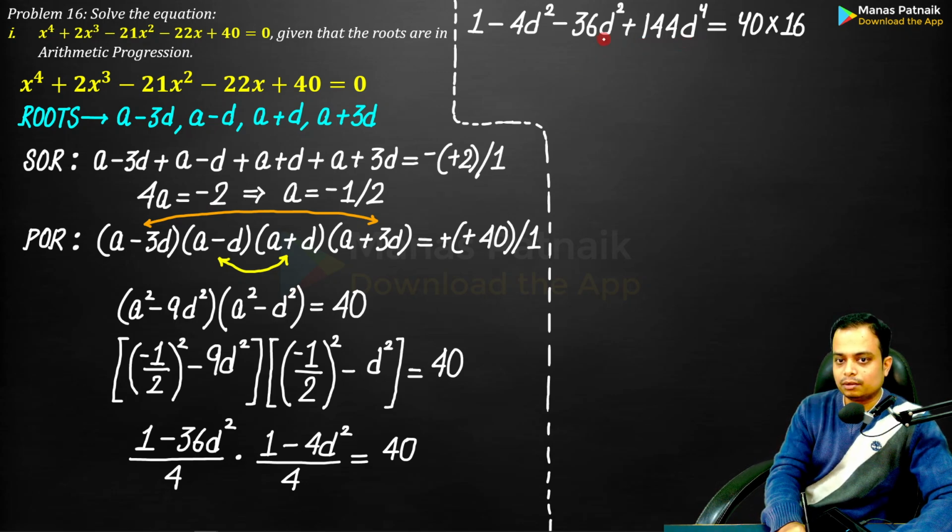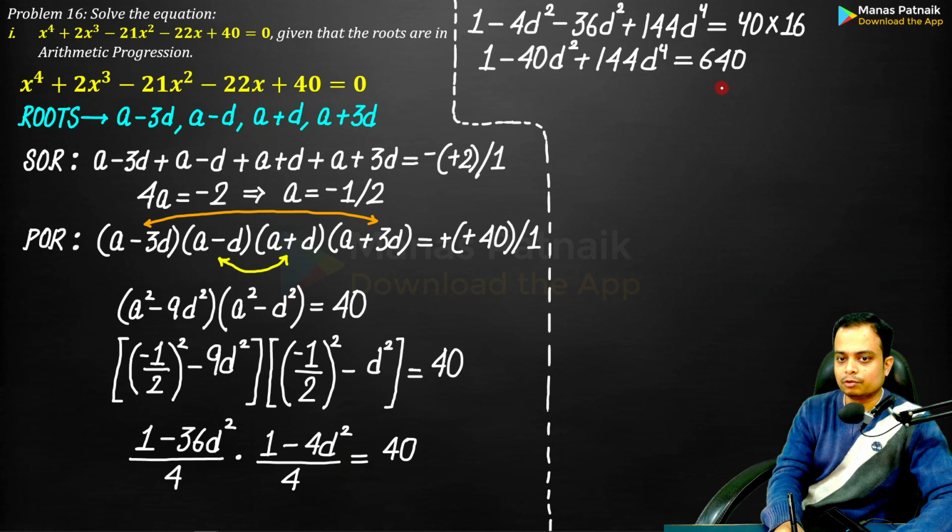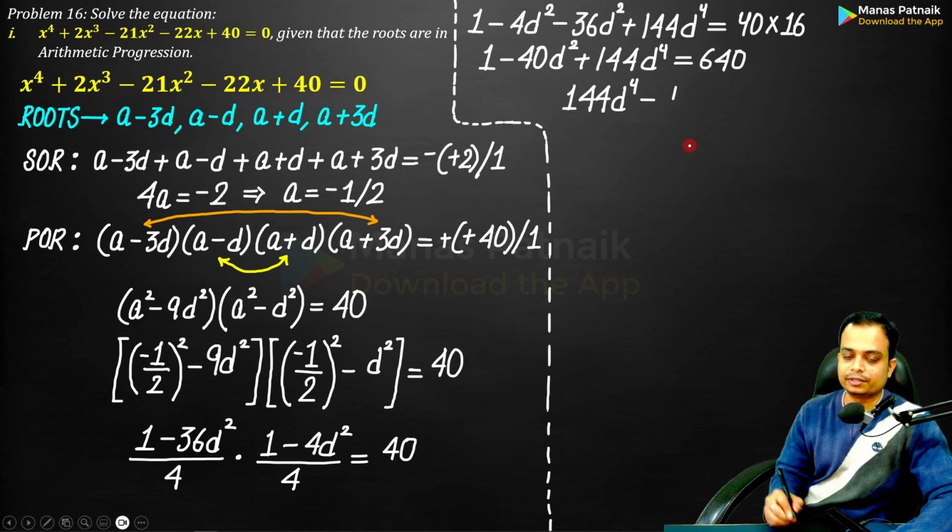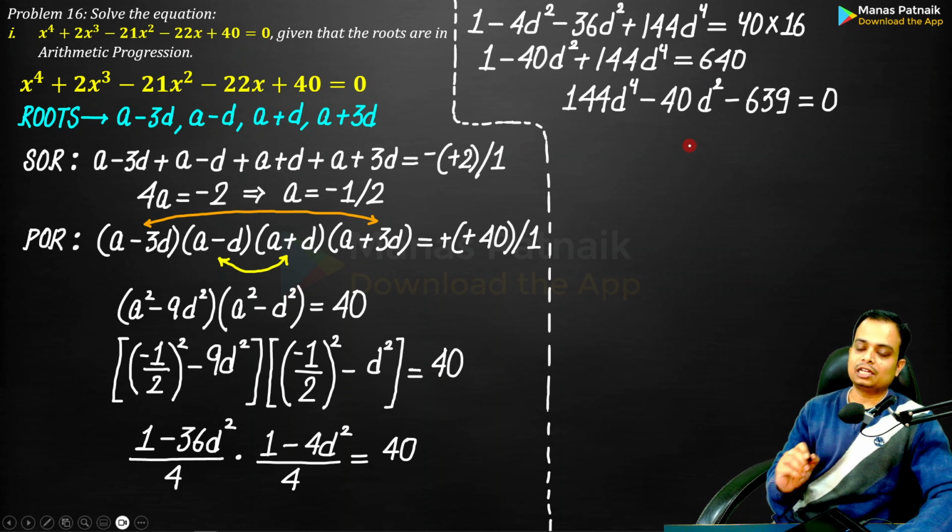144d to the power 4, minus 4d square, minus 36d square, that is minus 40d square, and this is 640. Bring it to the LHS. When you do that, 1 minus 640 will give you 639 with a negative sign, obviously. So this is now where we are stuck.